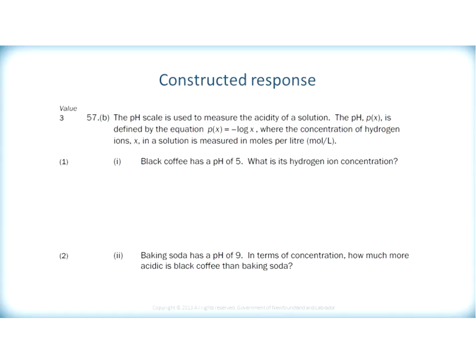So here we have a word problem. The pH scale, also the Richter scale is common, is used to measure acidity of a solution. pH, P of x, is defined by the equation P of x equals negative log x, where x is the concentration of hydrogen ions in a solution, measured in moles per liter. Black coffee has a pH of 5. So what is the hydrogen ion concentration? That means solve for x.